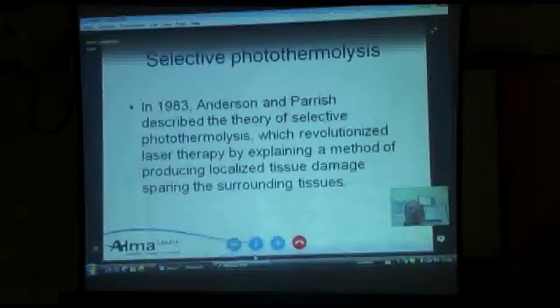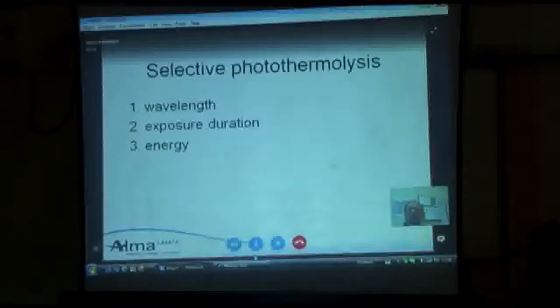Contributing to our discussion today, of course, is the legend Professor Dr. Rox Anderson, who in 1983 introduced selective photothermolysis theory into the science, and ever since then, laser became a must in dermatology. Selective photothermolysis is a theory which revolutionized laser therapy by explaining the method of producing localized tissue damage while sparing the surrounding tissue.